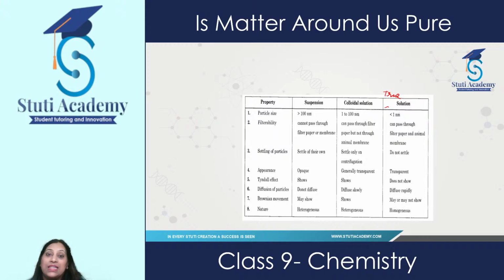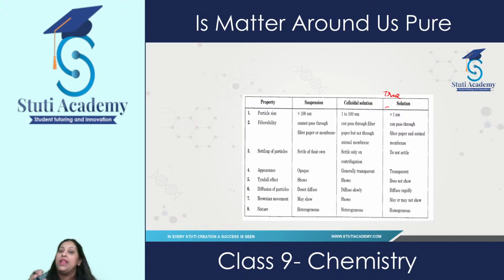If we are talking about settling of particles, in true solution, because of the size of the particles, they'll not settle. They'll remain in the solvent only because it's a homogeneous mixture. Although these are also homogeneous. If we are talking about colloidal, they settle only by a particular method, and that is centrifugation. We'll discuss this method later, how this centrifugation method helps to settle the solute particles. Then suspension. They settle on their own.